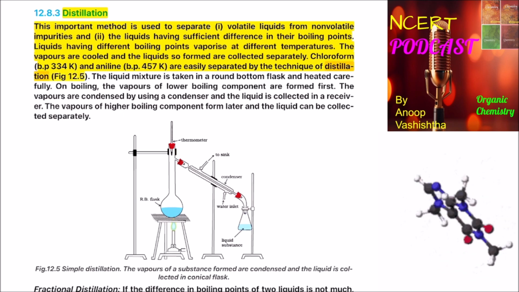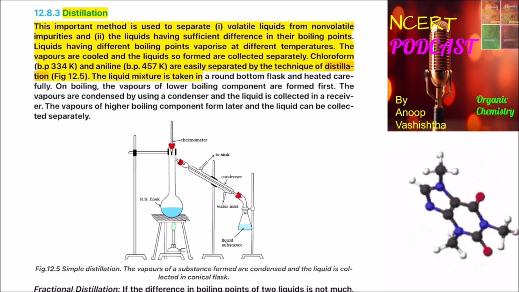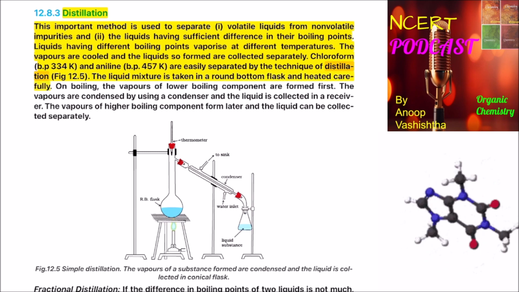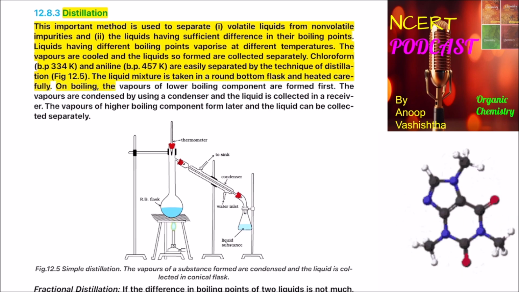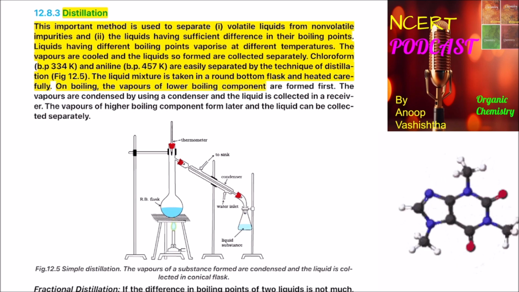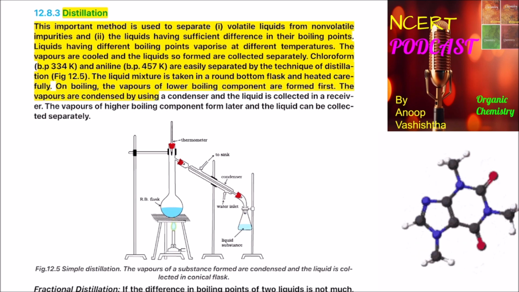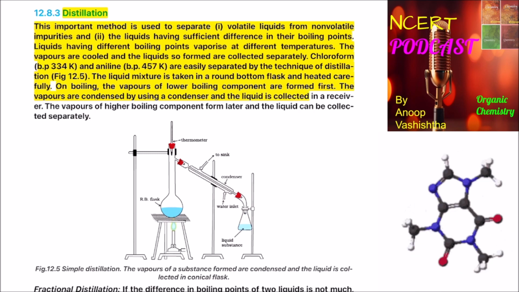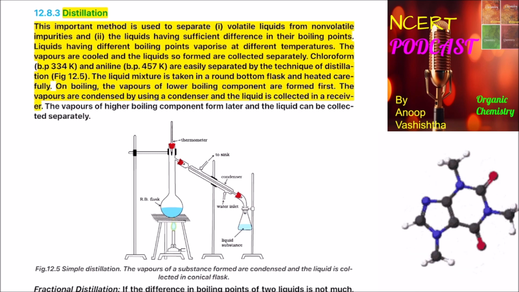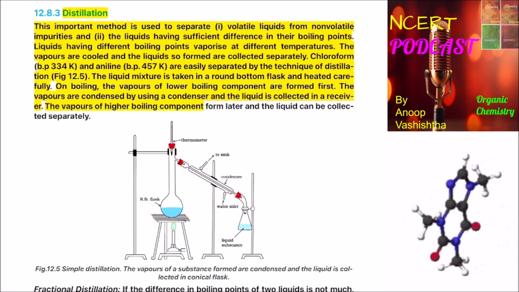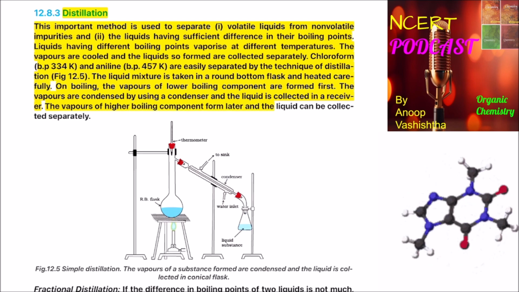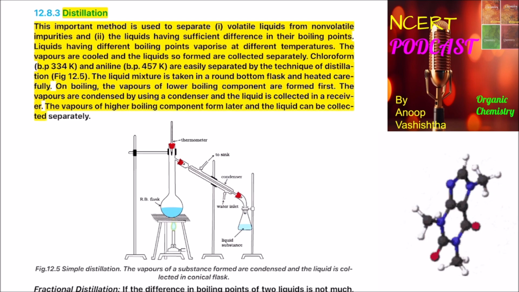Figure 12.5. The liquid mixture is taken in a round bottom flask and heated carefully. On boiling, the vapors of lower boiling components are formed first. The vapors are condensed by using a condenser and the liquid is collected in a receiver. The vapors of higher boiling component form later and the liquid can be collected separately.